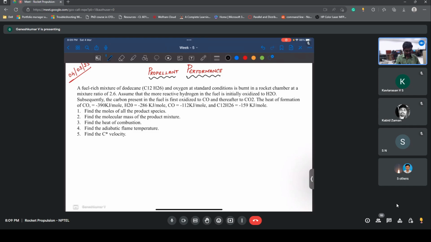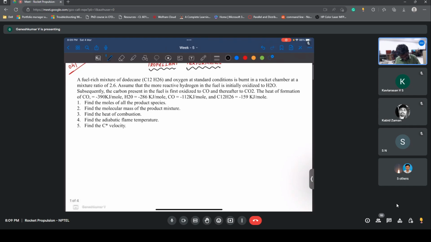And do you remember what the C star velocity is dependent on? It's dependent on TC, the molecular weight or molecular mass of the products, and to some extent gamma also, right? So we need to select our propellant based on these. We need to optimize these parameters and select our propellant such that we can maximize the C star velocity. That is what has been the focus of last week.